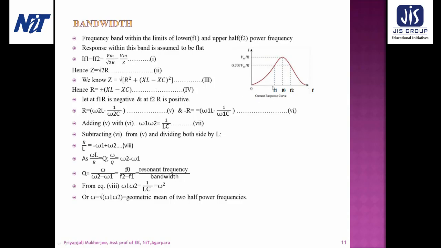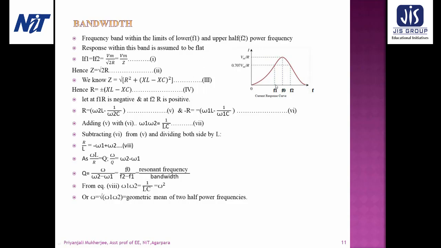So, in case of F1 frequency, the I of F1 and in case of F2, both have the same current, that is equal to Vm divided by root 2 into R, that is equal to Vm by Z. Equating these two we can say Z is equal to root 2 into R. But we know that Z is equal to root over R square plus XL minus XC whole square. So equating these two equations we can say R is equal to plus or minus XL minus XC, whereas this plus or minus indicates the predominance of either XL or XC depending on the lower or upper frequency range.